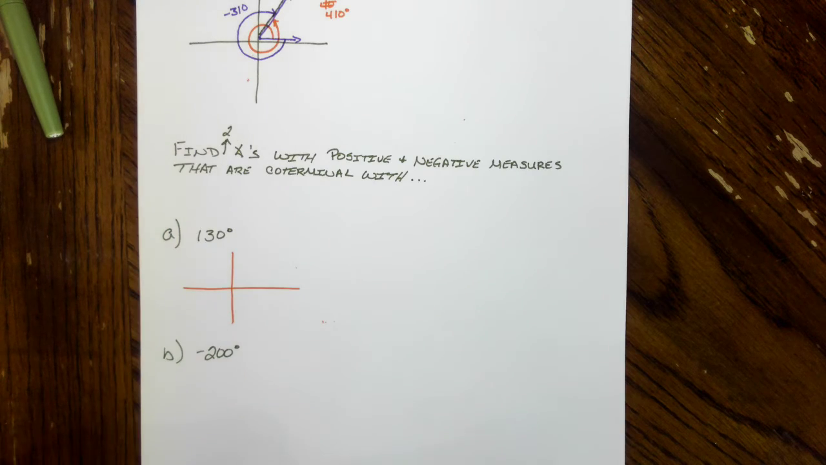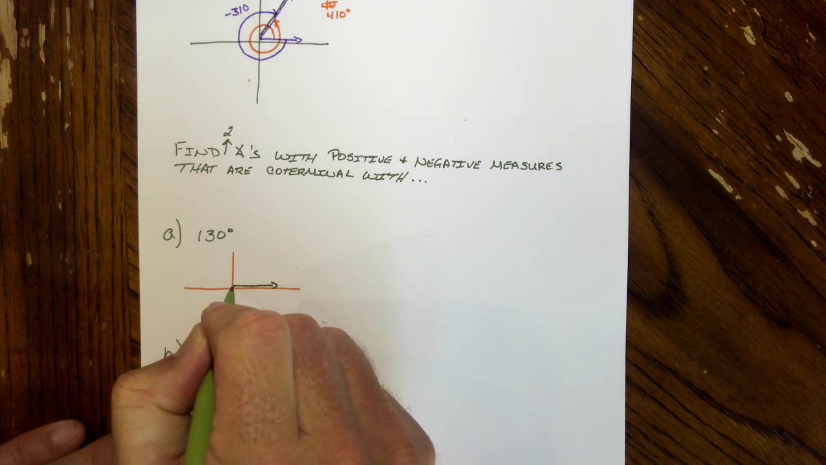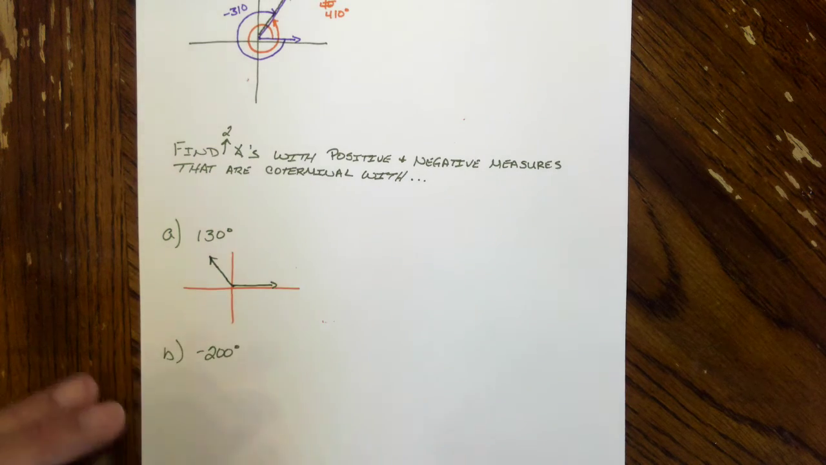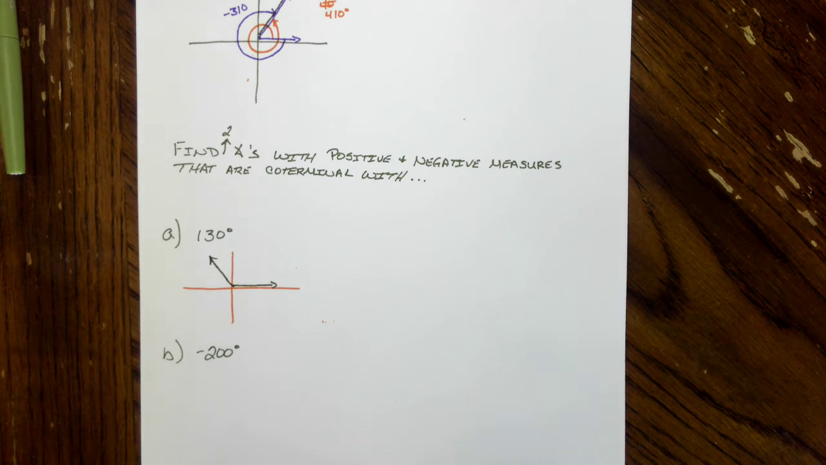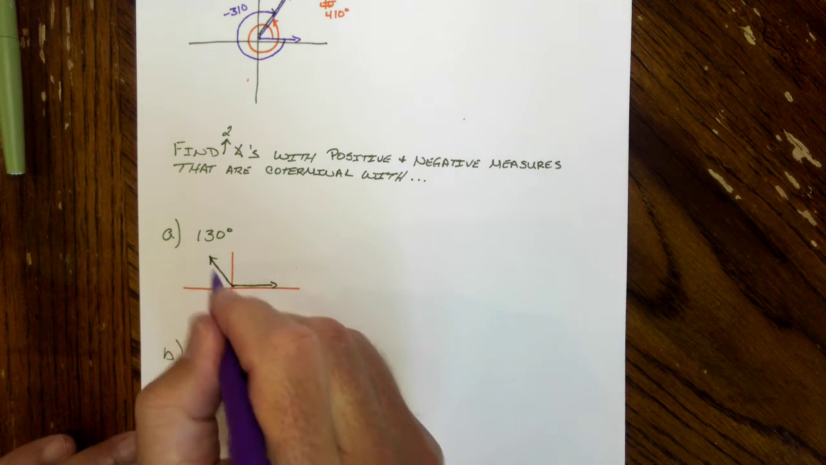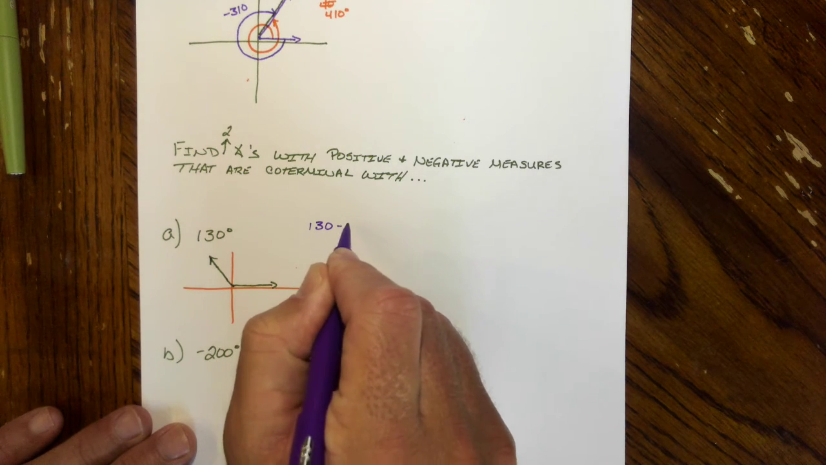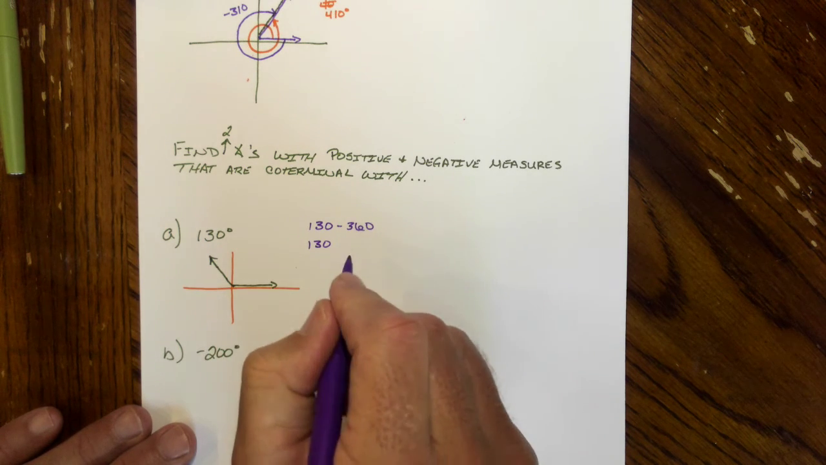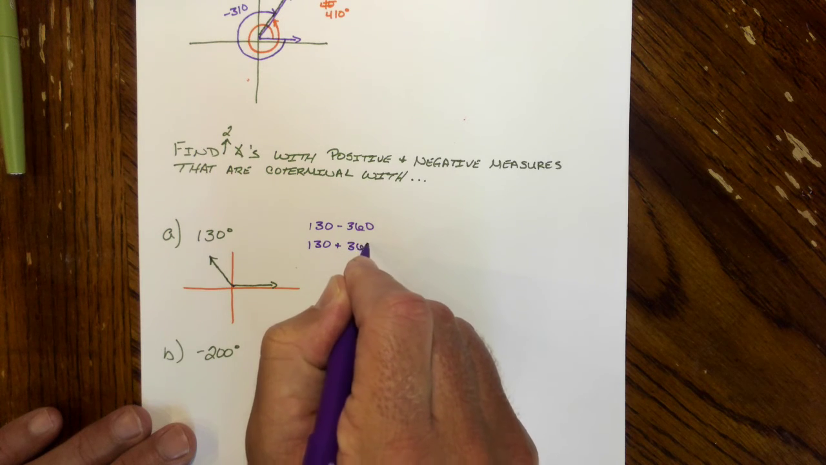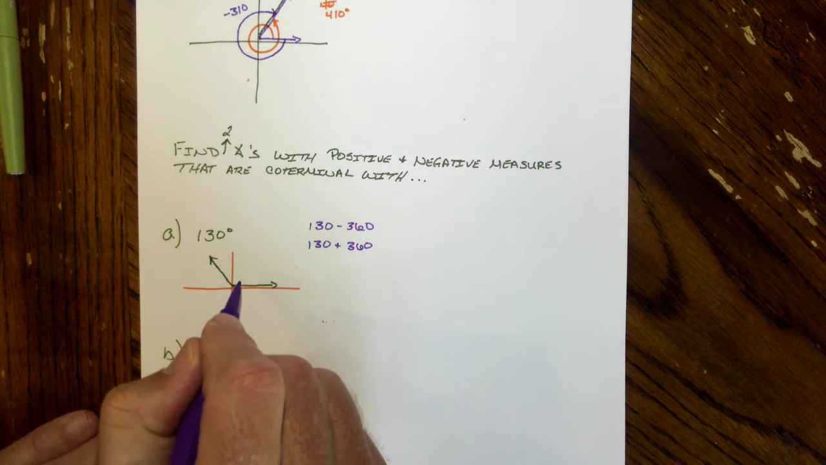Let's try a different color. So there's my 130 degree angle, it's positive. So now I need two angles that have the same terminal side here that are positive and negative. So I'm going to take 130 minus 360, and I'm going to take 130 plus 360.